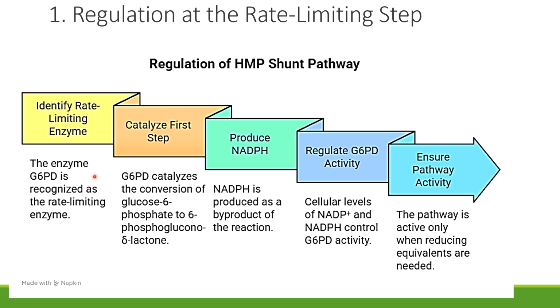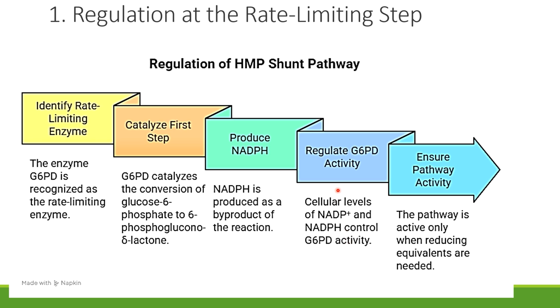So the primary regulation of HMP shunt pathway occurs at the rate limiting enzyme, which is glucose 6-phosphate dehydrogenase. This enzyme catalyzes the first step of oxidative phase wherein the glucose 6-phosphate is converted into 6-phosphogluconolactone in the HMP shunt, and it also simultaneously results in the production of NADPH. It is produced as the byproduct. Since this step commits glucose 6-phosphate to the HMP shunt, its regulation determines the overall activity of the pathway.